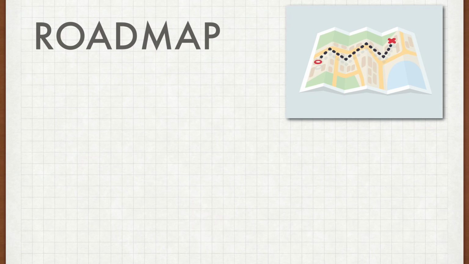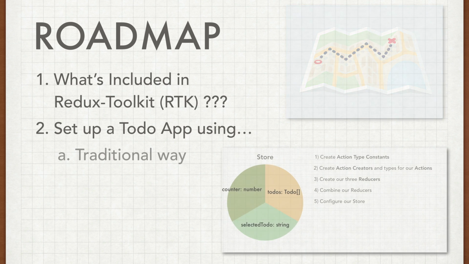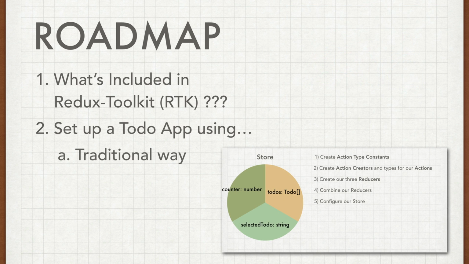Before we continue on with this video, let me give a bit of a roadmap of what we'll be doing. The first thing is we'll see what's included with this toolkit and briefly go over why those packages were included in the first place. Then we will have a brief overview of some of the functions that this library comes with, because soon after that, we will be setting up a simple to-do app in two separate ways. The first time, we will set it up the traditional way, manually defining our action type constants, action creators, reducers, setting up our store, and so on.